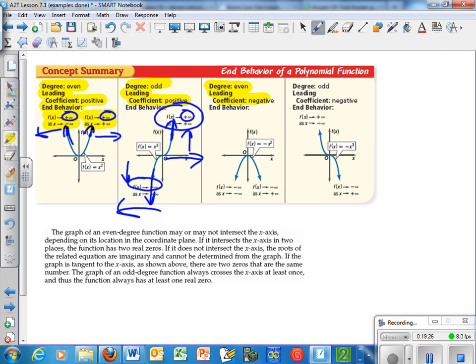If it's negative, now the end behavior is going to be going down, or to negative infinity on the graph, as x goes to positive infinity or negative infinity. And it's reversed if there's a negative in front of an odd degree. Okay? Now, as we go to the right, as we keep going to the right, the function is going down. As we keep going to the left, the function is going up. So, we'll continue with this on the second part of the video.